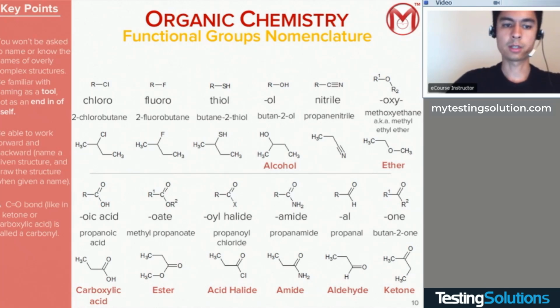Carboxylic acid has the carbonyl, but then it has just the OH group here. An ester has an OR group. An acid halide has just a halide there. An amide has an amine. Aldehyde just has an H. Ketone has an R group, okay, some alkyl group. And so there's a great deal of interchangeability, a lot of similarity, and there are some dissimilarities between the physical properties and the reactivities of a lot of these functional groups.